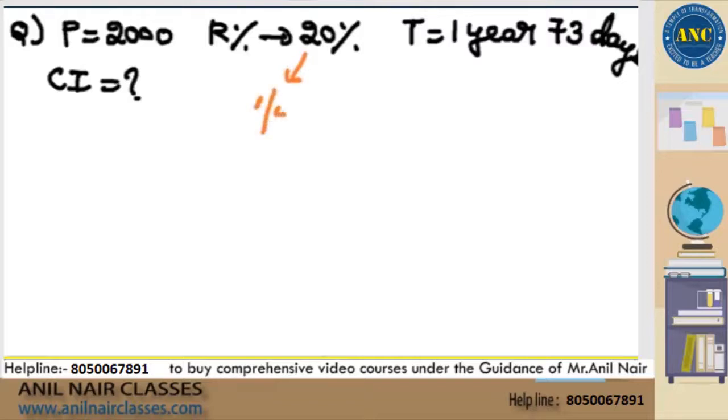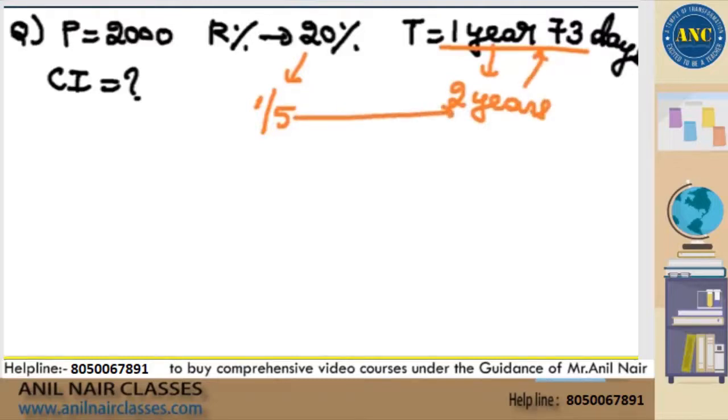20 percent is 1 by 5. 1 year 73 days. What I will do is, I will first do it for 2 years, then I will come to 73 days. 1 by 5, 2 years. So assume principal is 5 square, which is 25. Right? It is principal equivalent to 25.